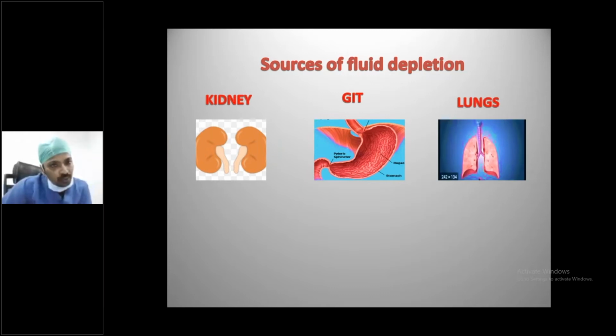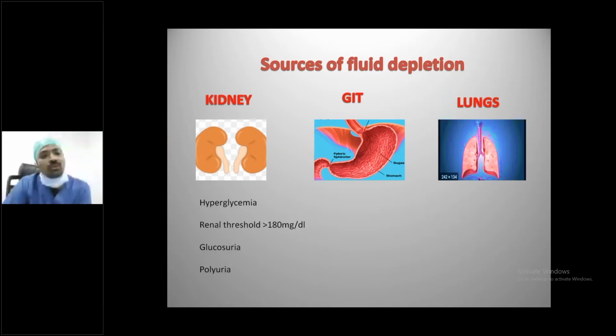Why do they lose tons of fluid from the kidney? Because whenever blood glucose is elevated beyond the renal threshold, that is more than 180, glycosuria starts and it drags the fluid into the urine, and it results in osmotic diuresis, and the child will have polyuria.